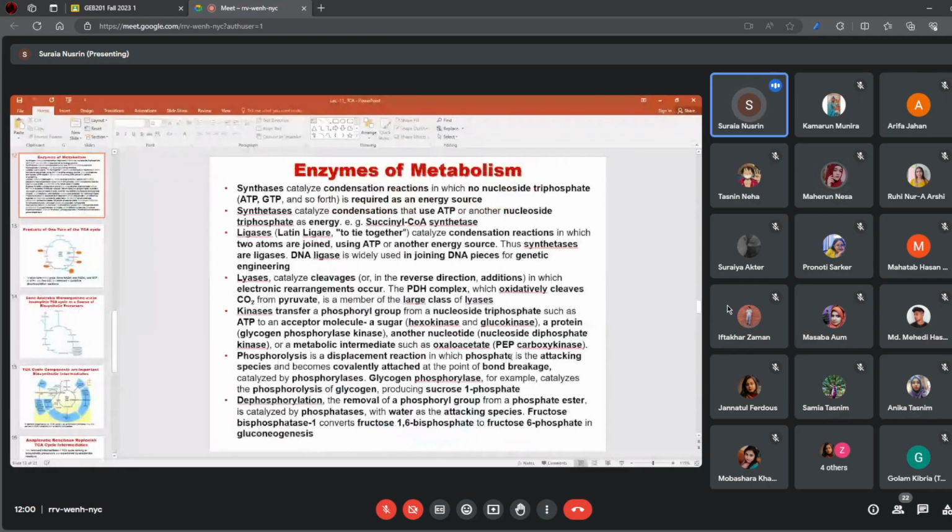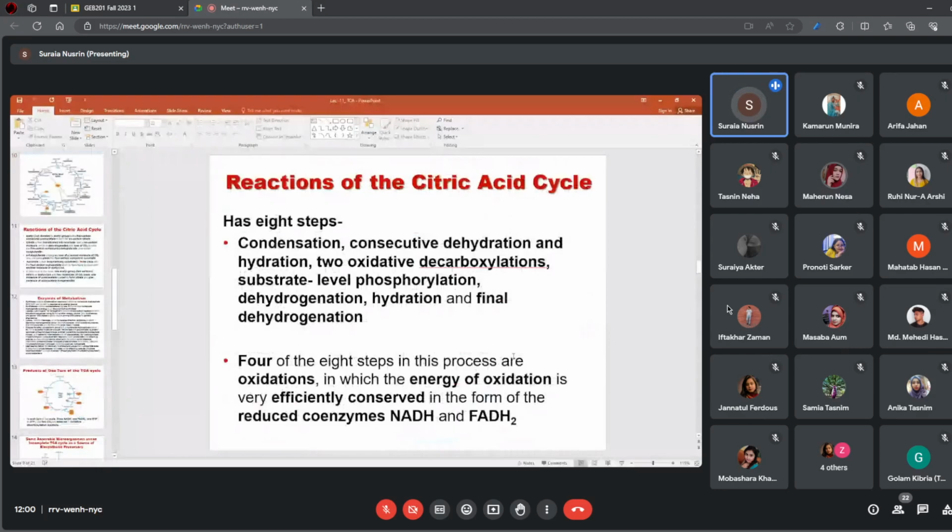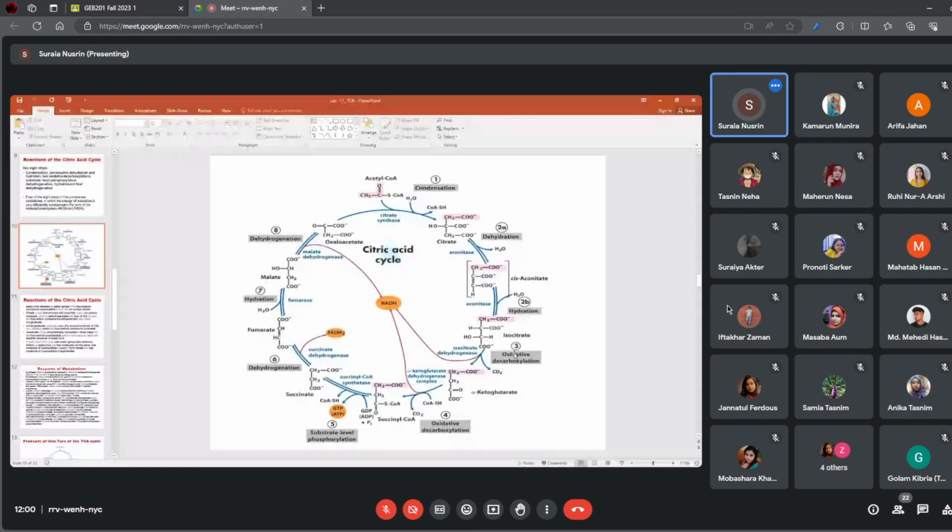So we were here, the TCA cycle. We have already seen that glucose is catabolized. At first, it is catabolized by the glycolysis pathway, and we get the 3-carbon compound pyruvate. And pyruvate further undergoes conversion, and in the next step, the acetyl CoA enters the TCA cycle.